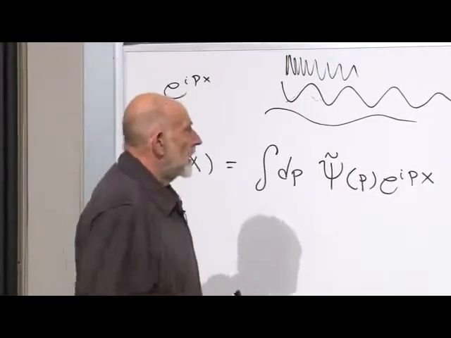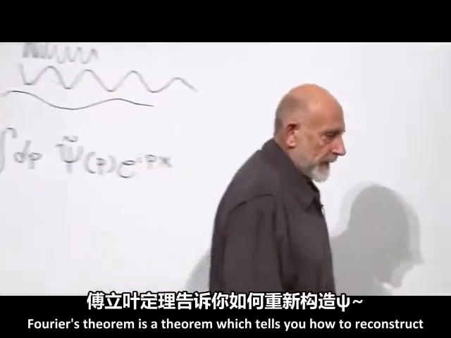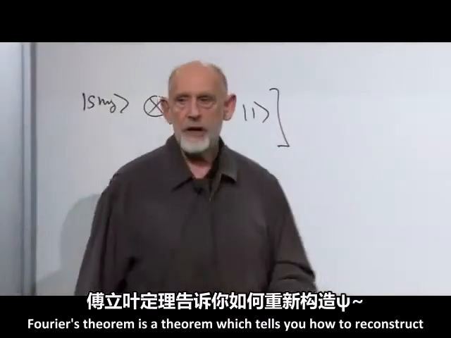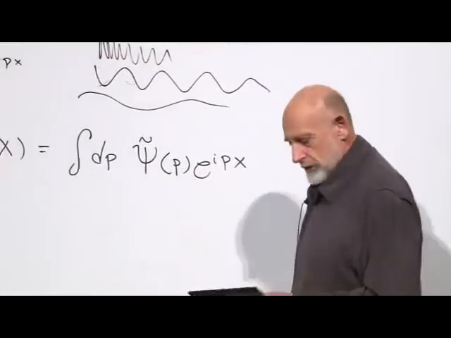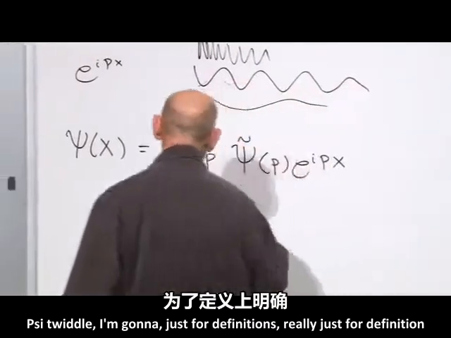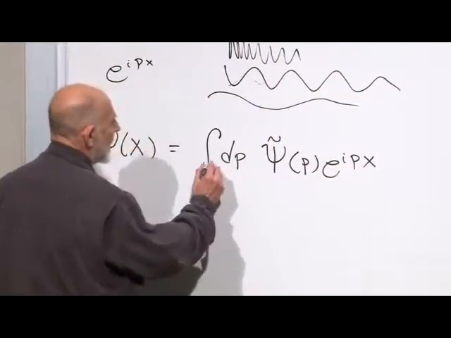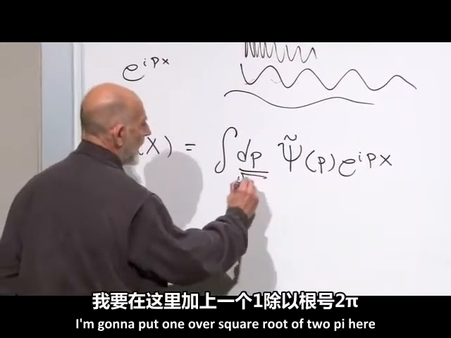Fourier's theorem is a theorem which tells you how to reconstruct psi twiddle of p. And just for definition, this is purely for definition, I'm going to put a 1 over the square root of 2 pi here.